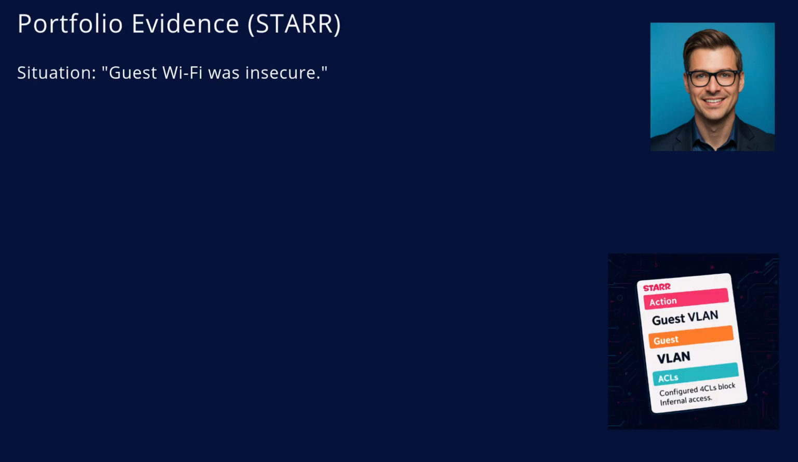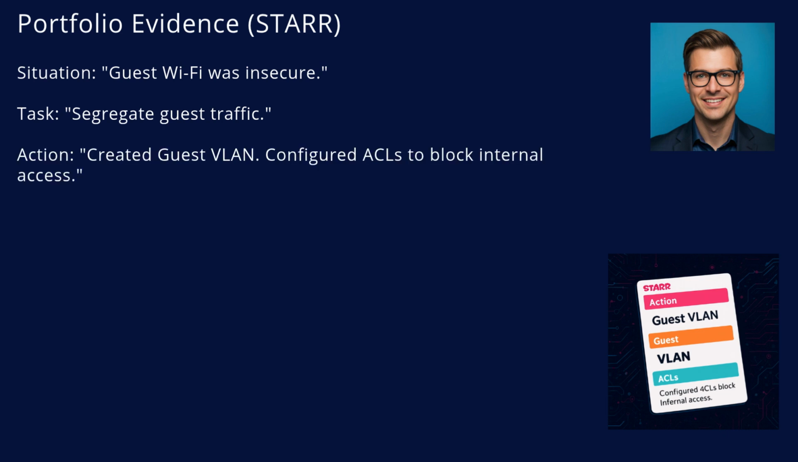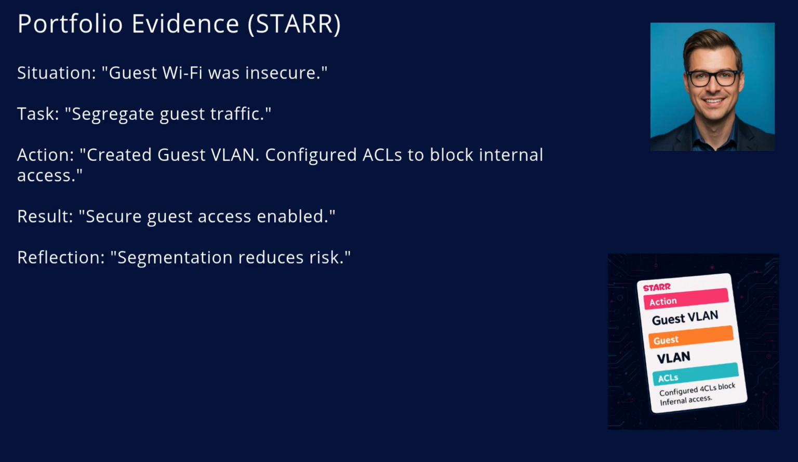For your portfolio, use this STARR example. Situation: our guest Wi-Fi was insecure and connected to the main LAN. Task: I needed to segregate the traffic. Action: I demonstrated K66. I created a dedicated guest VLAN and applied access control lists, ACLs, to block all traffic to the internal network. Result: guests could access the internet securely without risking company data. Reflection: I learned that network segmentation is the most effective way to reduce risk.